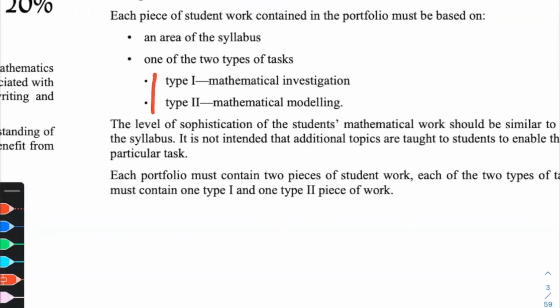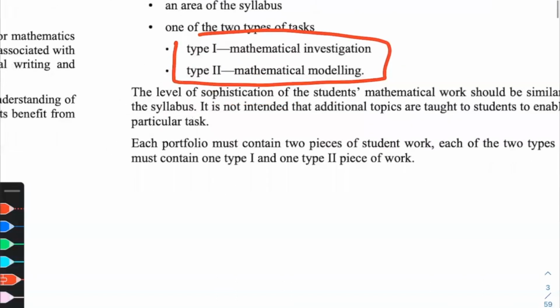They usually give you a topic for the type 1 and type 2 essay. Type 1 is a mathematical investigation, which was more of a pure math, so more analogous to analysis and approaches. But type 2 is mathematical modeling, which was associated with the AI, the application and interpretation.